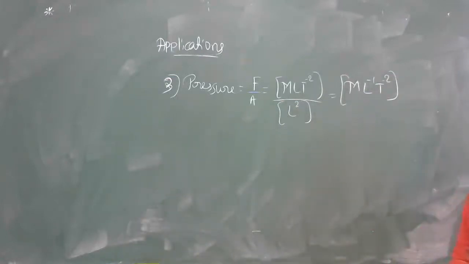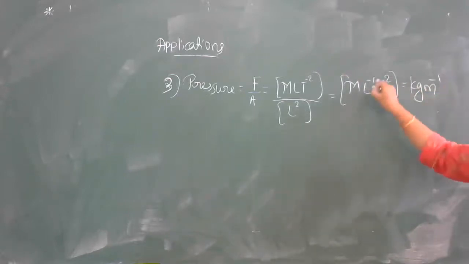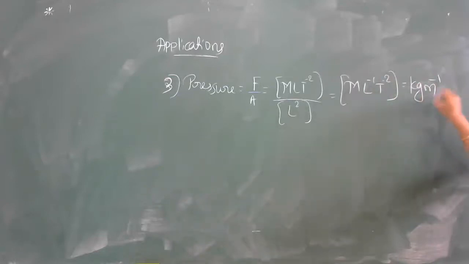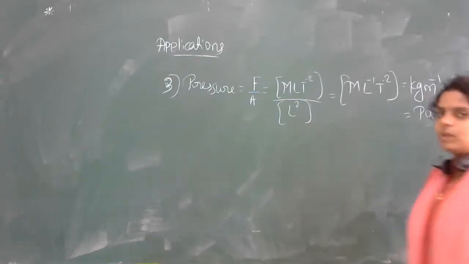So here we will write mass as kg, length as per meter, since it is L raised to minus 1, and time as per second square. This entire unit we call Newton, sorry, that is called Pascal. The unit of pressure is Pascal. I hope it is clear to everyone how to write the dimensional formula for pressure.